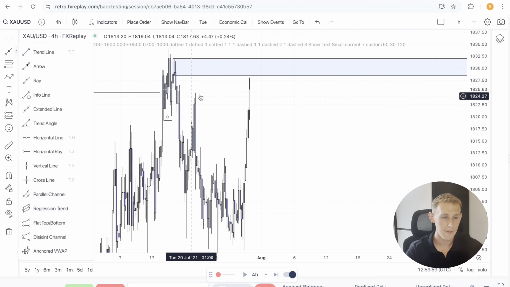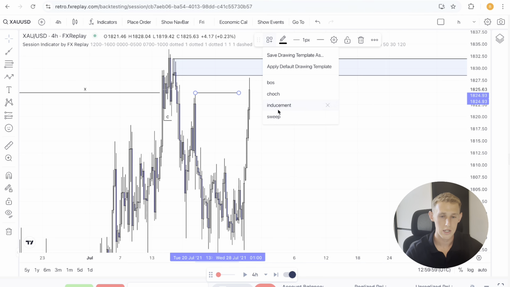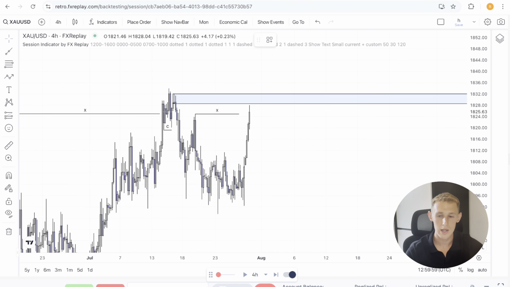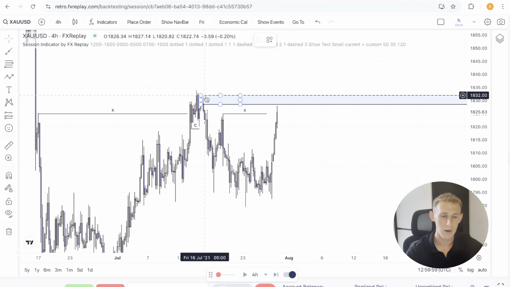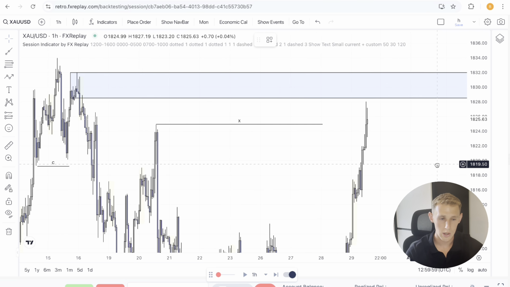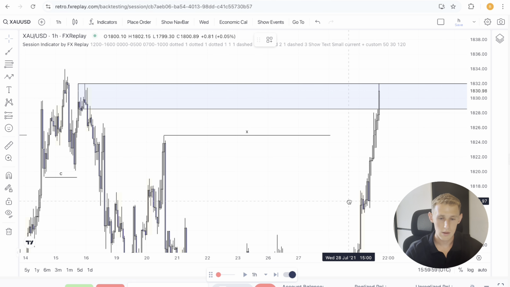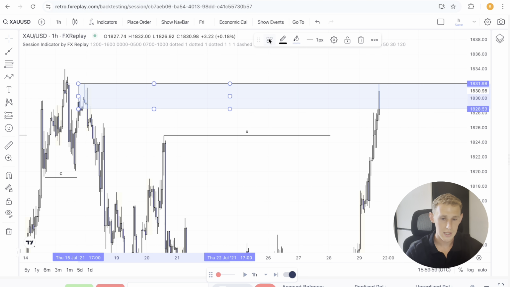So in this case, we have this area of supply. We have some very clear areas of previous liquidity just below it. So based on all of these factors, we can be quite confident that price will at least give some sort of reaction from this area of supply. So if we just play price on, it hasn't yet reached it. Right, there we go. So price has now reached that supply zone.